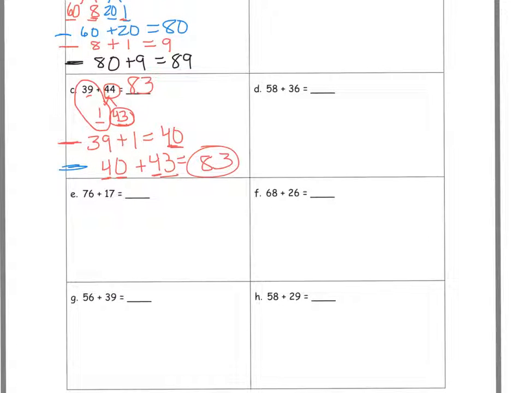So for E, I have 17, and I know that I'll take 3 from this to get to my next 10. And if I take 3, I'm left with 73, because 73 plus 3 is 76. So I'll make a 10 first, meaning I'm going to my next 10. I want to get to tens. And then I'll take that 20 that I just made with 17 and 3, and I'm going to add it to the 73.